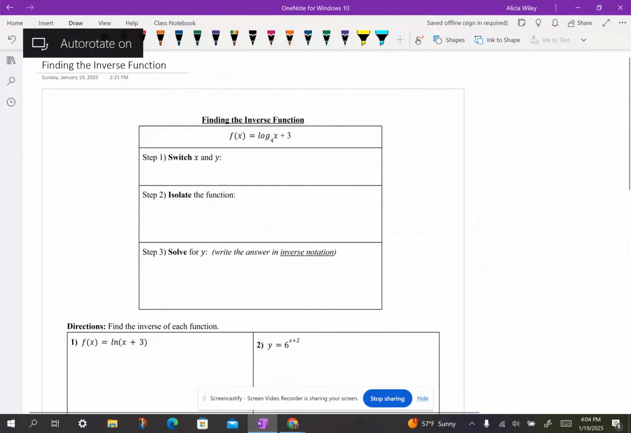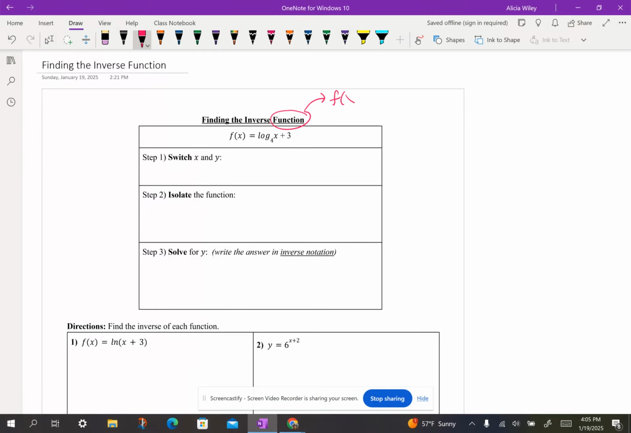Okay, so this is in your packet of notes. It's finding the inverse function. When they're saying a function, oftentimes they're going to use this notation as f of x equals. One of the things that I like to do with these problems before I even begin them, because if you read the first step, you can see it says something about switching x and y.